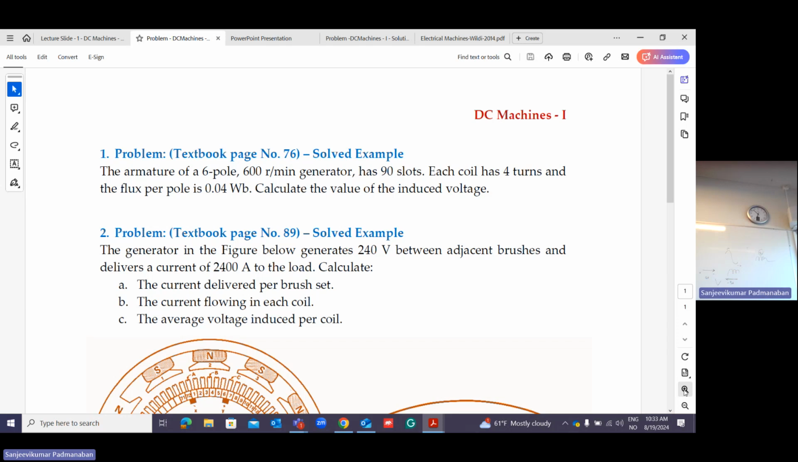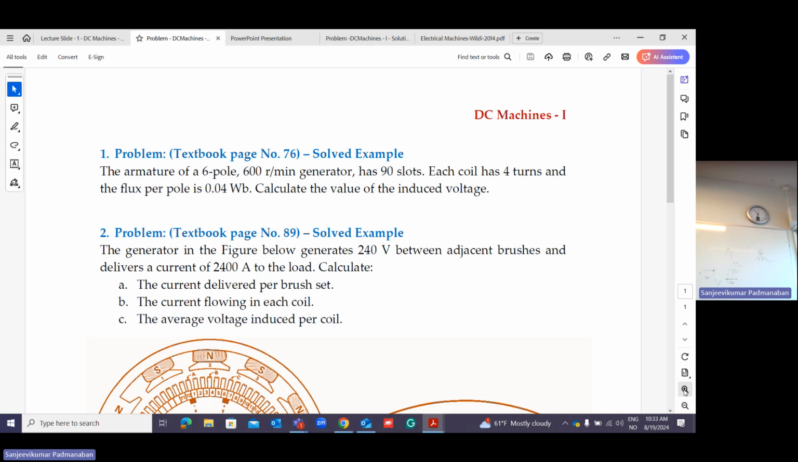Each coil set has 4 turns. So if I put 4 turns, it's going to be 1 coil. It means I need to wind like this. In the slot, this is my slot, right? Here I have to put 1, 2, 3, and 4. Okay. This is the meaning of 4 turns. So each coil has 4 turns, and flux per pole.